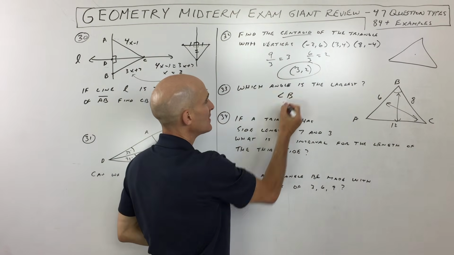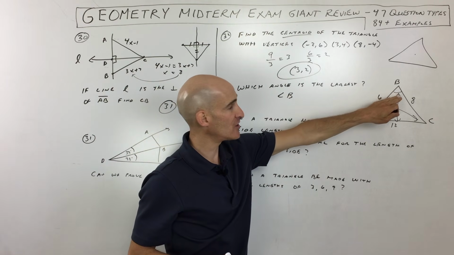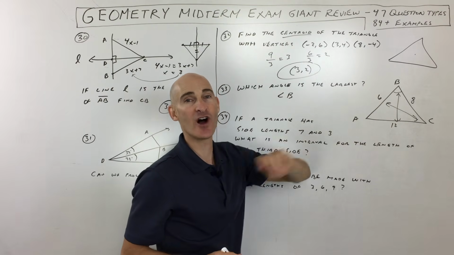So in this case, angle B is what we're looking for here. And vice versa. If we knew that angle B was the largest angle, 130 degrees, say, for example, across from that angle would be the longest side.